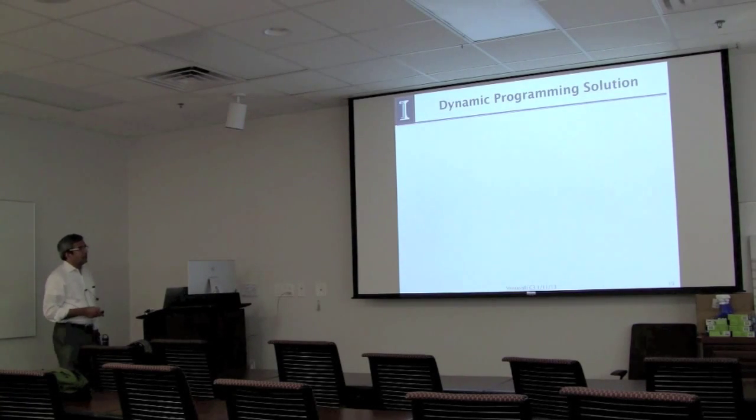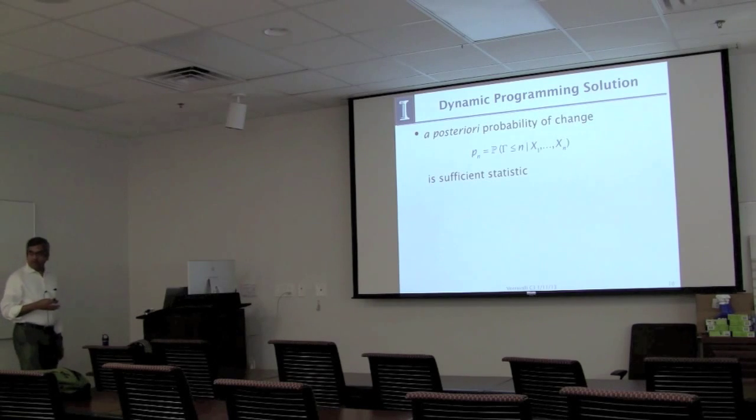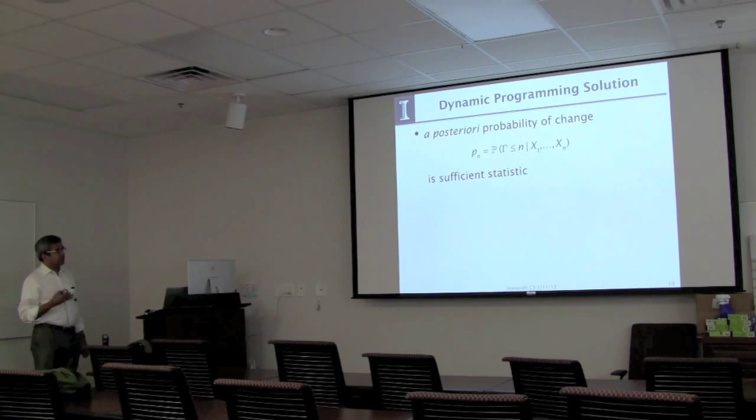Right? And the solution to this actually can be found, and in fact, Shiryaev's original solution was basically a dynamic programming-based solution. The sufficient statistic for this problem is the posterior probability that the change happened before time n, given the observations up to time n. That's all you need to keep at time n to make a decision about the change. If this is large, that means it's quite likely that the change has already happened.